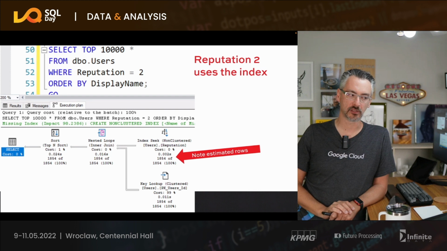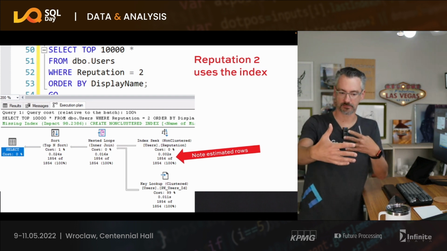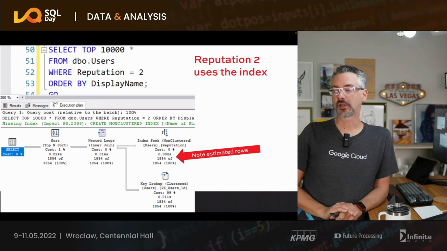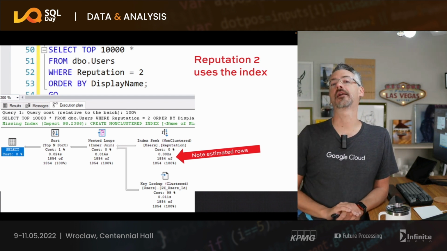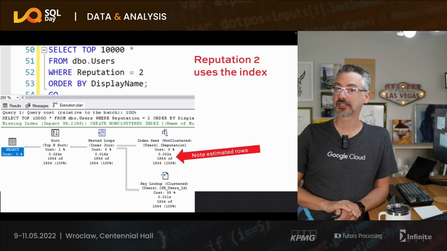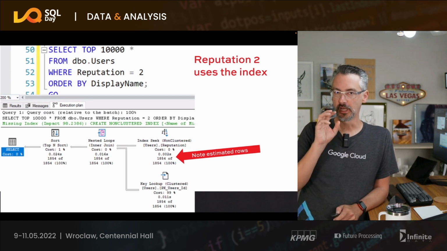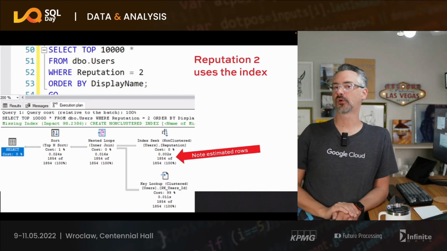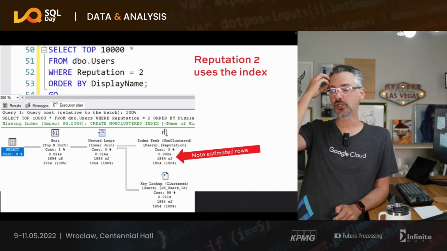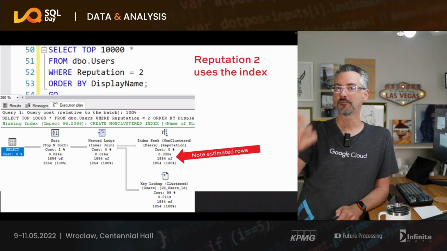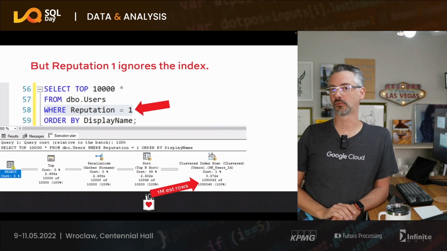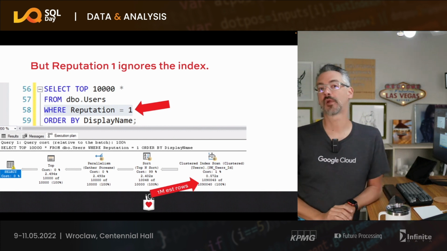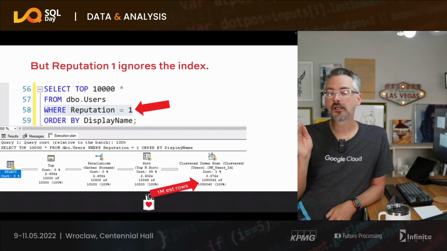I like to think of key lookups as 3-dimensional. They get executed once for each row that comes back. So as a result, we have to touch that key lookup lots of times because we were going to bring back about 1,800 rows. Notice where the red arrow is. SQL Server exactly estimated the number of rows that were going to come back because it knew that reputation equals 2 matches 1,854 rows.